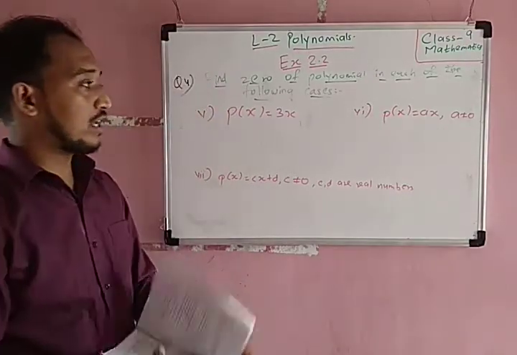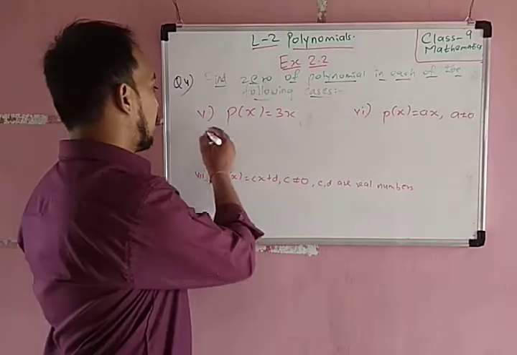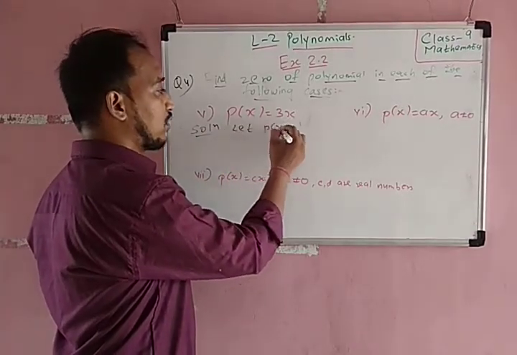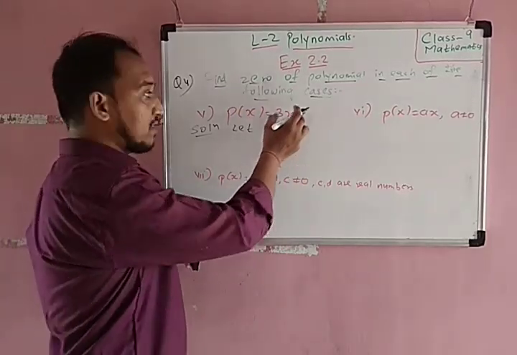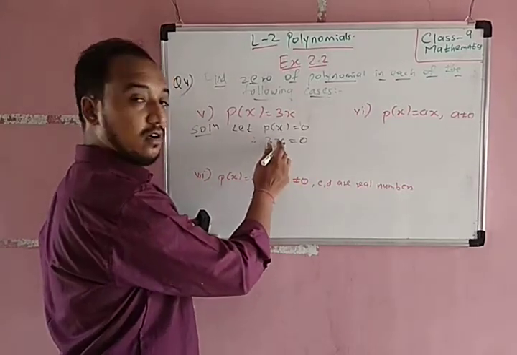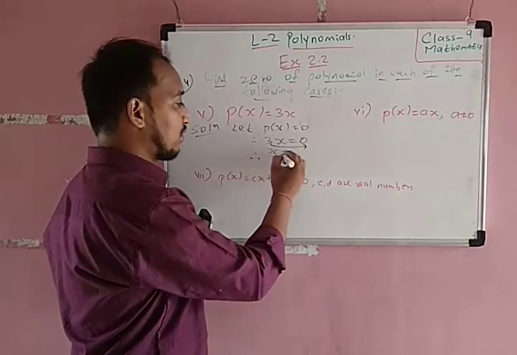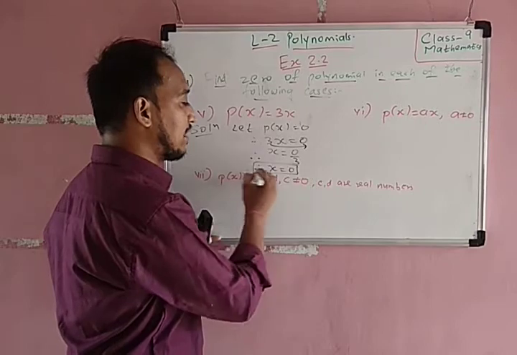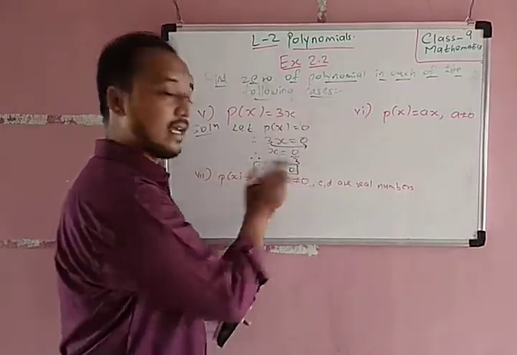Okay, so these are our three sums. First, the fifth one means p(x) equals 0. First we put p(x) equals 0, right? In place of p(x) we have to put 3x, so 3x equals 0. We have to find x, so this 3 goes here. So x equals 0 by 3, that is, 0 divided by 3 is 0. Look, the degree is 1, so we got only one zero.